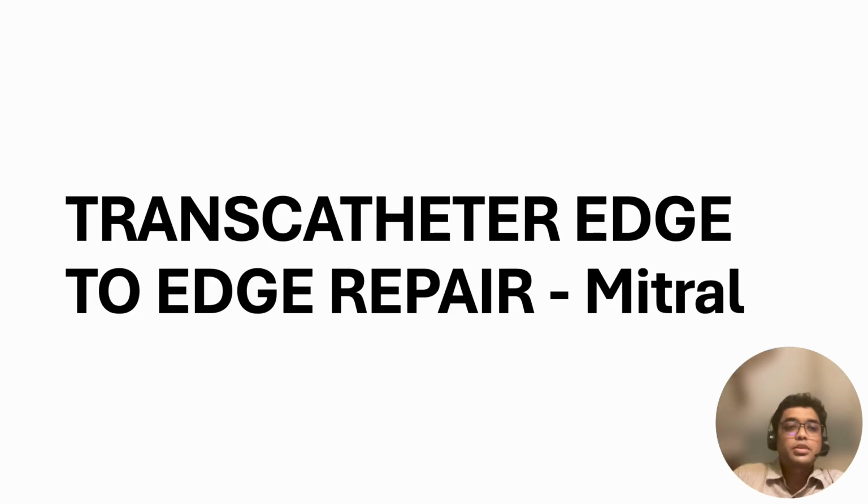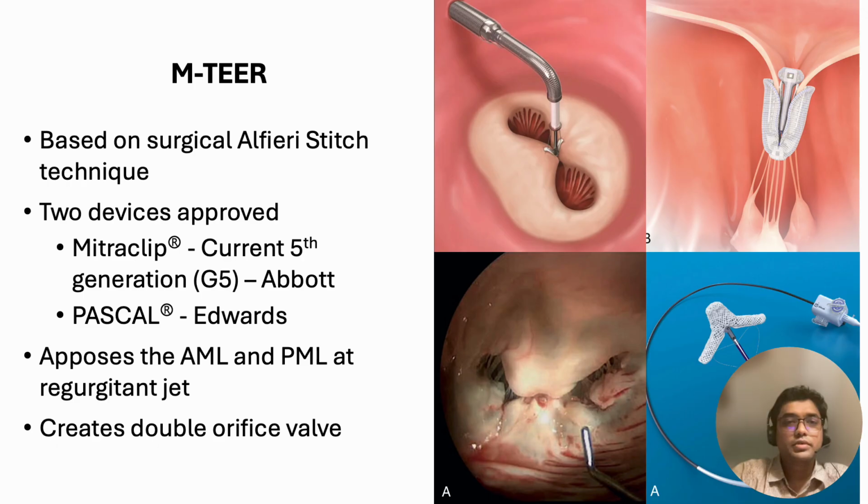Our first topic of discussion is transcatheter edge-to-edge repair of the mitral valve. So in MTEER, it is based on the surgical Alfieri stitch technique. It creates a double orifice valve. Two devices are approved. One is MitraClip. Currently, the fifth generation is running. There is G5, that is from Abbott, and PASCAL from the Edwards system. So it opposes the AML and PML at the regurgitant jet.